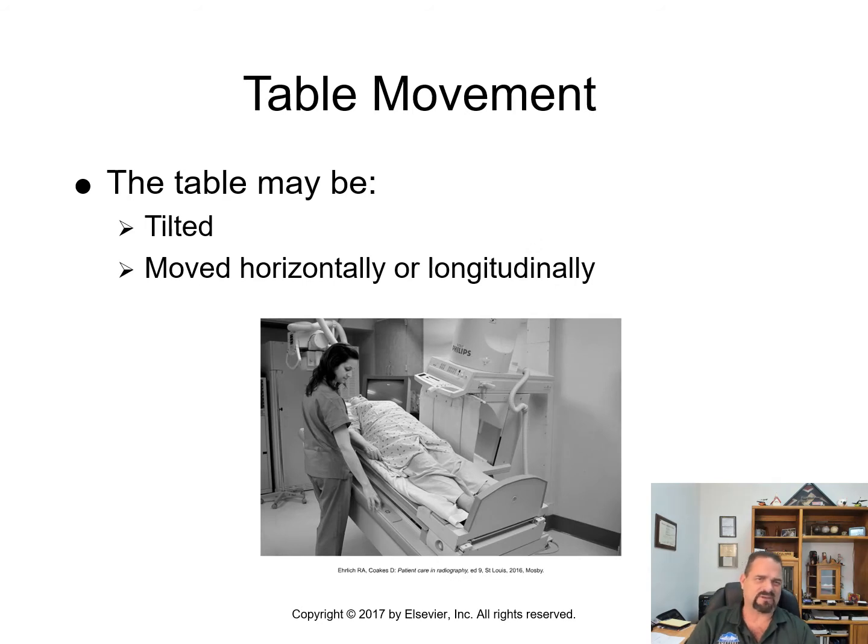Table movement. The table may be tilted, moved horizontally or longitudinally. The radiographic table is a very special unit that's more than just a support for the patient. Although it's attached to the floor, it can adjust to 3 types of movements: vertical, tilt, and a floating table, or it can move in any direction.